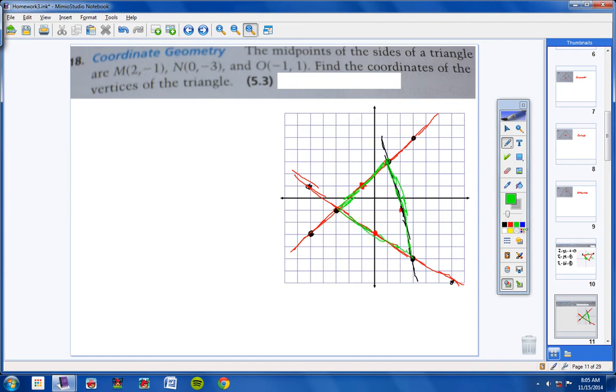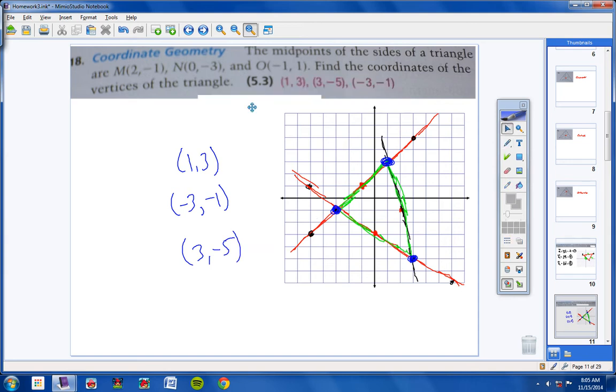Okay, so my vertices would be 1, 2, 3. So right here I have over 1, up 3. Here I have -3, -1. And then here I have 3, -5. And there we go. Okay, moving on.